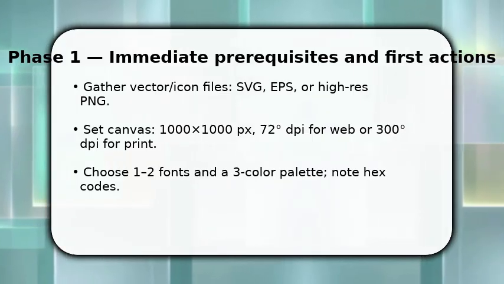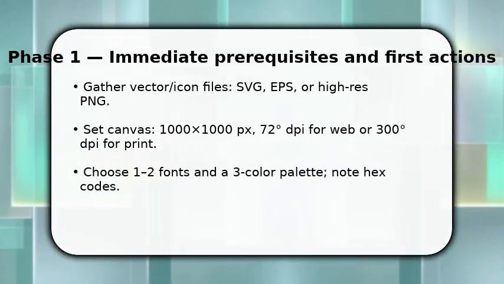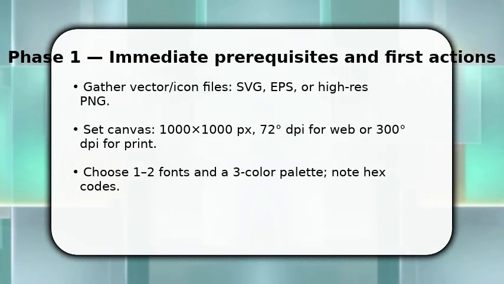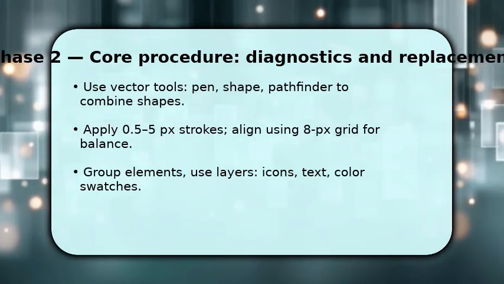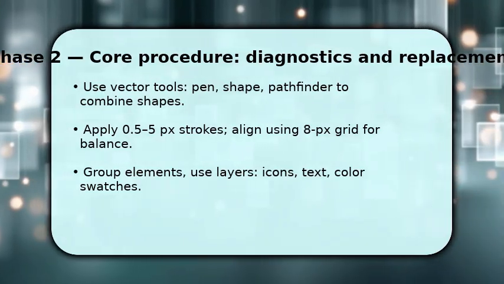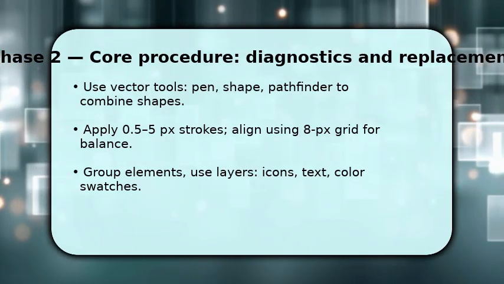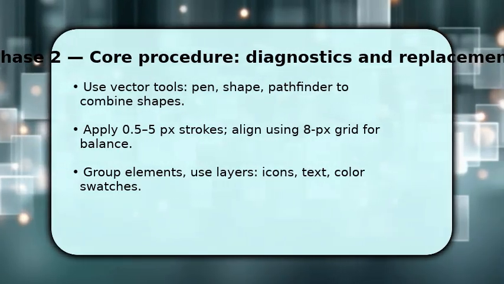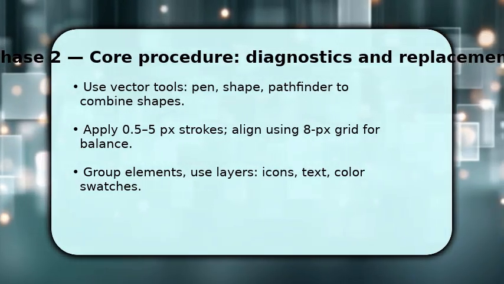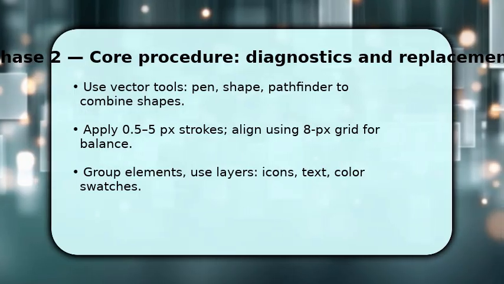Once done, load your type choices and color swatches. You'll need hex codes ready. This speeds up setup. Now you construct the logo, trace or draw clean vector shapes with the pen and shape tools, and use Pathfinder to unite or subtract shapes for precise silhouettes. Make small adjustments with 0.55px strokes and snap objects to an 8px grid for consistent spacing.